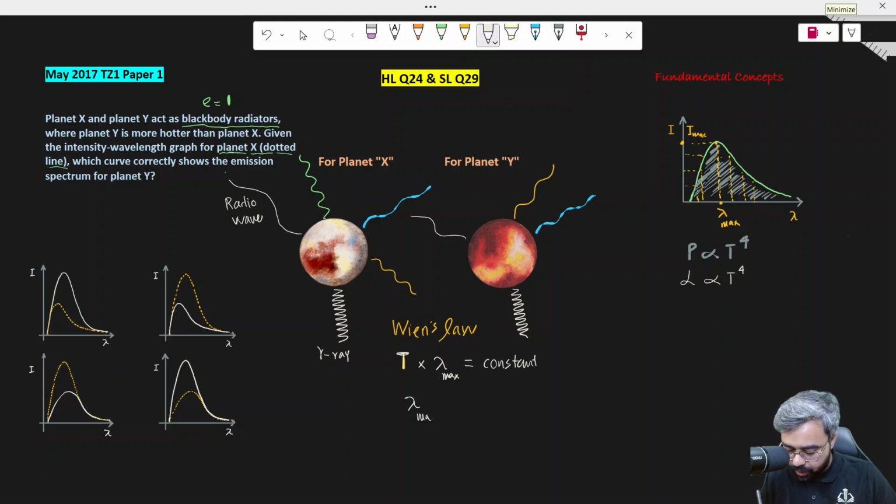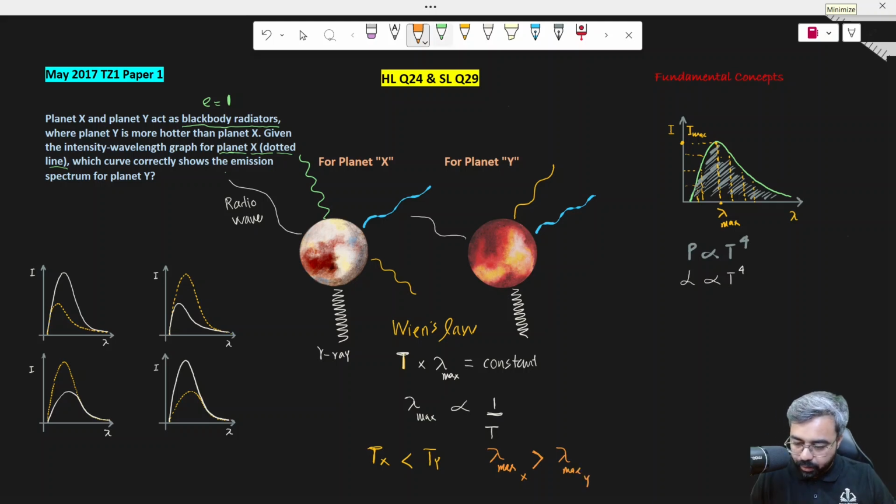If you use this information, we know that the temperature for X is less than the temperature for Y, which means that logically we can derive the result that the maximum wavelength emitted for X would be larger than the maximum wavelength for Y.